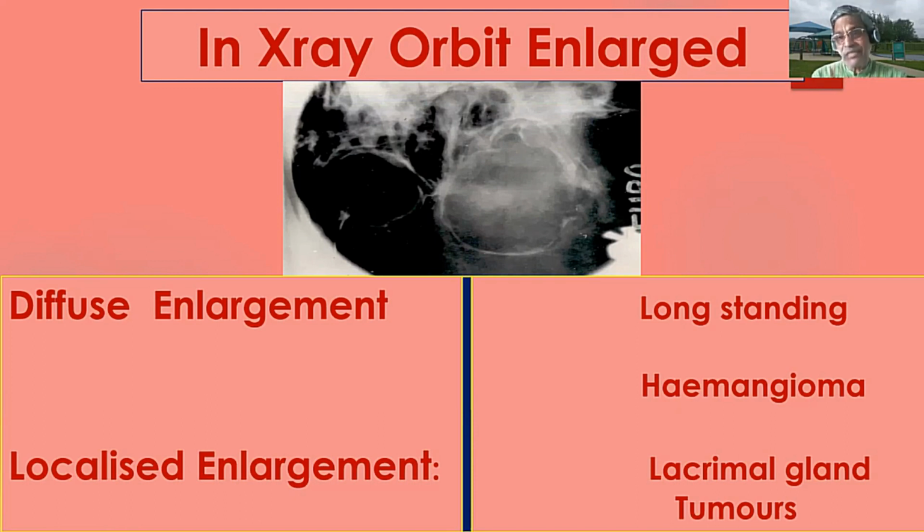Next is a localized enlargement. That means what? You can have lacrimal gland problems, tumors. We can have a lacrimal gland, suppose a benign tumor, I can have a molding. The bone molds to hold the tumor. Whereas in a malignant tumor, there will be destruction of the bones. Just know this, for exam purposes, a localized enlargement can occur in lacrimal gland tumors, molding in benign tumors, destruction of the bones in case of malignant tumors. This is the way you tell that the orbit is enlarged, a common question in examination.